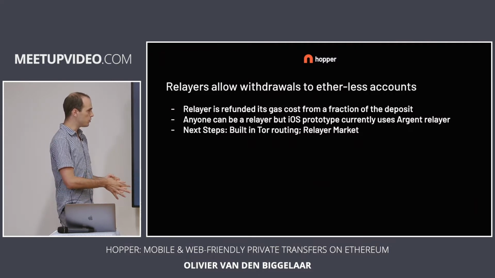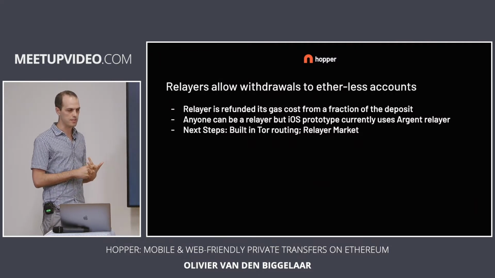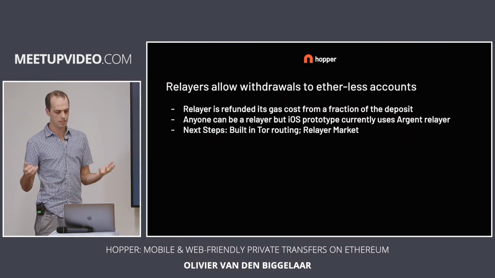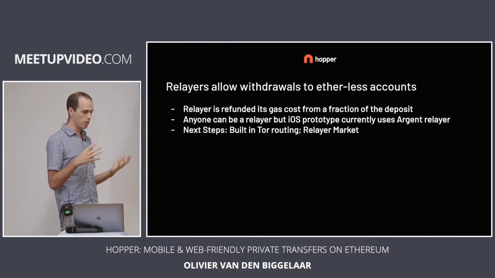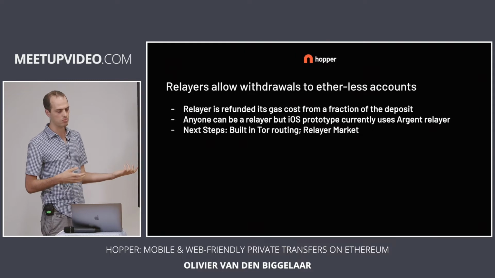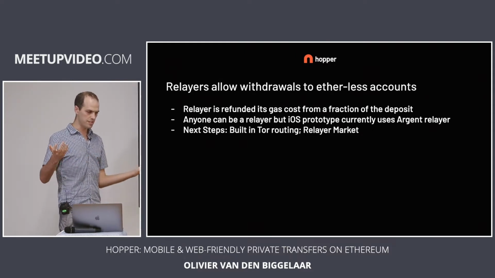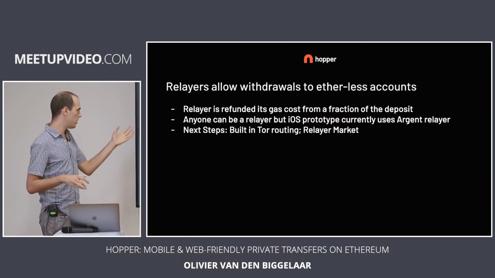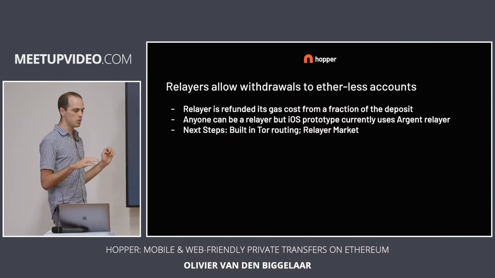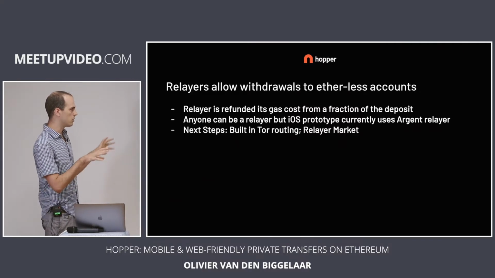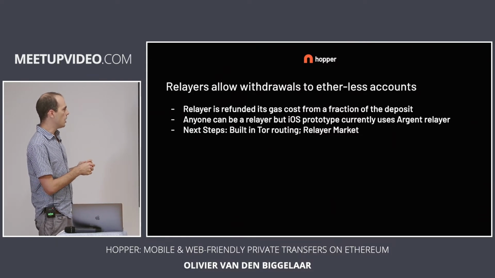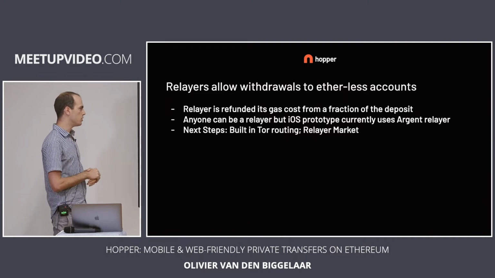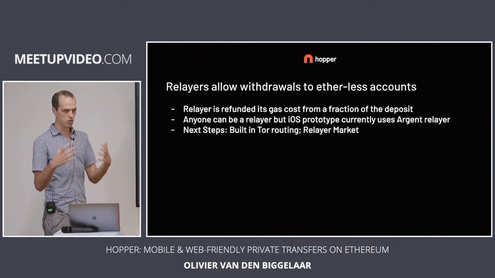We use relayers for withdrawals, and the reason is that with relayers you can withdraw to an account that doesn't contain any ether, because if you had to top up your withdrawal account prior to withdrawing, then just by topping up this account, you will break your anonymity. In the current prototype, we use Argent's relayer. So it's a sort of centralized thing. The relayer just gets refunded the gas that it spends. But ultimately, we want to use a decentralized approach.